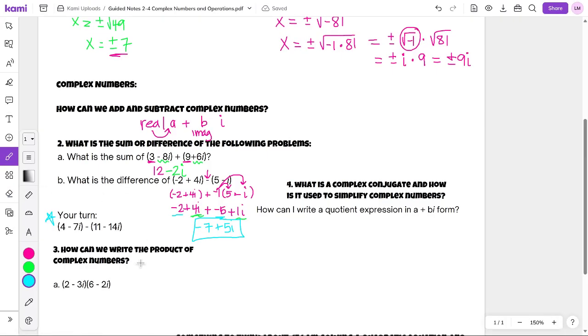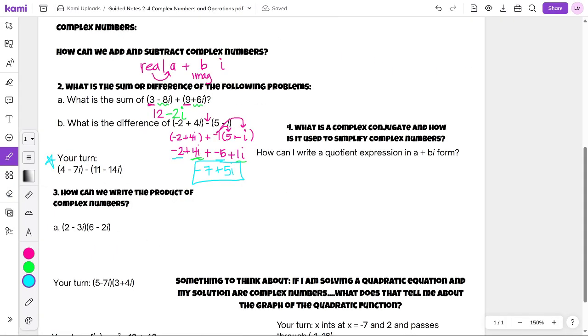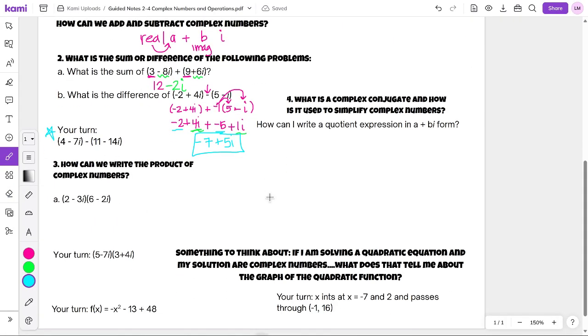All right, and then how do we write the product of complex numbers? So product means now we're going to distribute. I want you to notice there's a difference between how this is written and these two. This one had an addition sign, this one had a subtraction sign, so we know we're adding or subtracting. But if we have a product, there's no sign between them. So I have to distribute. I have to multiply the 2 through to both, and then I'm going to come back and multiply the negative 3i to both.